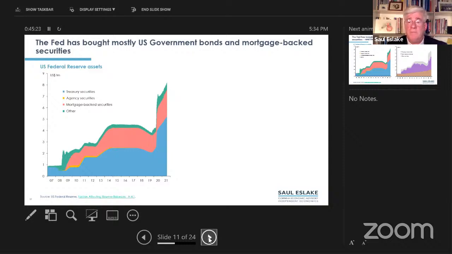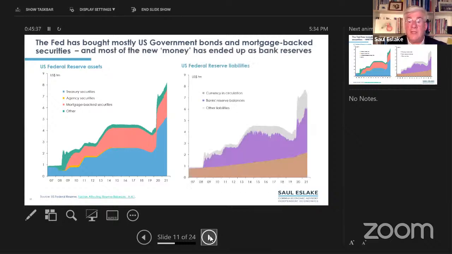Now, as I mentioned before, in order to purchase those bonds, they create money by crediting the accounts of the banks with whom the sellers of those bonds or mortgage-backed securities bank, in the accounts that they hold at the Federal Reserve. What I want to particularly draw to your attention is that the overwhelming bulk of the increase in the liabilities side of the Federal Reserve's balance sheet, that is the counterpart of the increase in their assets, has been the reserve balances which banks hold at the Fed.